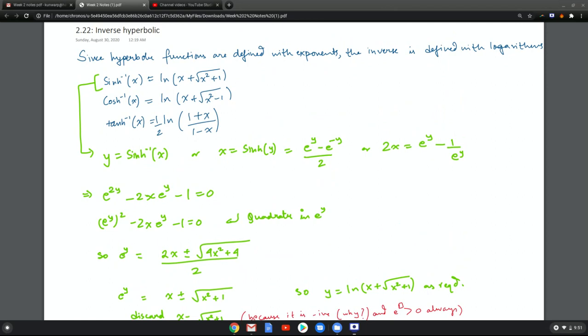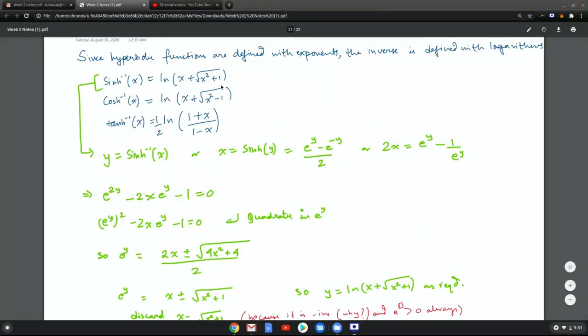So sinh inverse of x is log of x plus root of x squared plus 1. Cosh inverse of x is log of x plus root of x squared minus 1. And tanh inverse of x is 1 half log of (1 plus x) over (1 minus x).